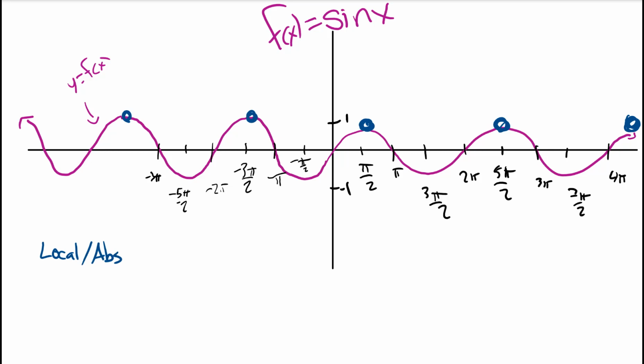So the local and the absolute max are the same thing. We're going to say that this is at f of, well, which one? Oh, this might be kind of tough. So maybe we could say at x equals, and see if we can find some sort of pattern, because this one repeats so many times. It looks like we have one at pi over 2, 5 pi over 2, -3 pi over 2.